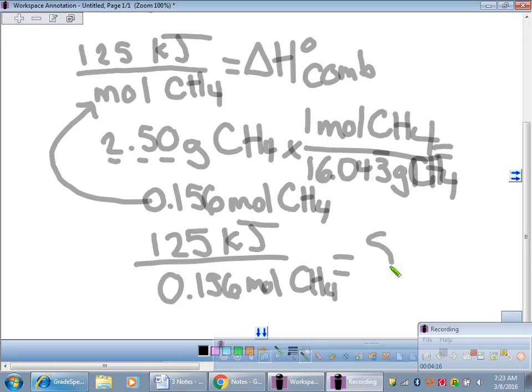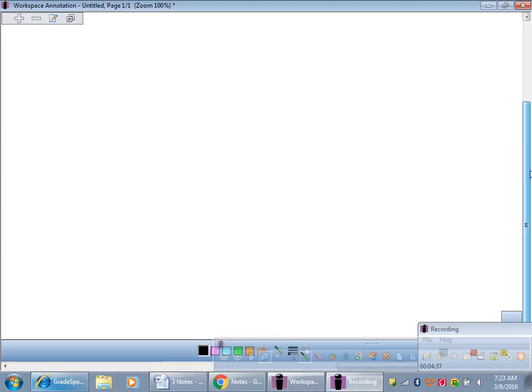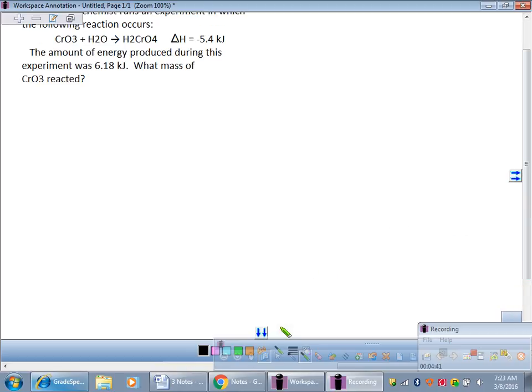We want 3 sig figs again, so 801 kilojoules per mole. And that is molar heat of combustion because it is now kilojoules per mole. Kilojoules by itself is just talking about heat. Moles by itself, just moles. All right, so let's do another problem. Remember, our delta H is going to be our conversion factor when we are doing these stoichiometry problems.